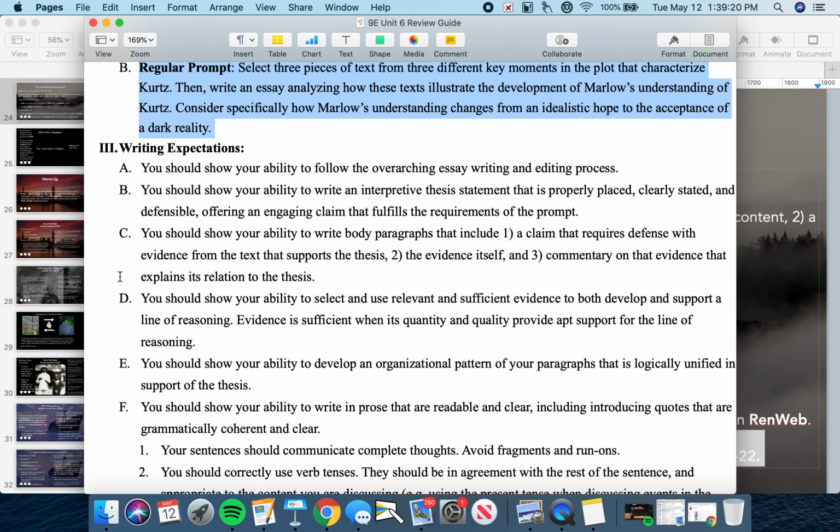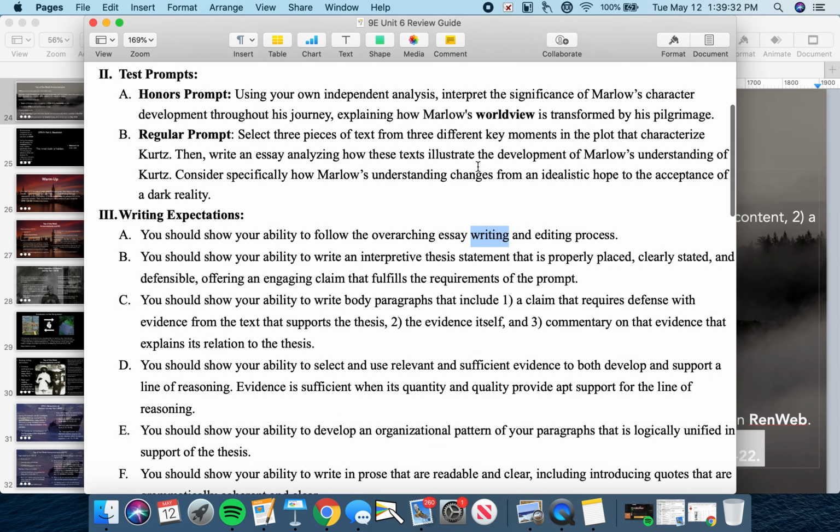What do good writers do? Well, number one, they follow writing processes. They generate ideas about the prompt. After generating ideas, they construct a central claim that answers that prompt fully, completely. Then they collect evidence to support that claim. Then they organize that evidence into a coherent line of reasoning, a series of body paragraphs that develop smaller assertions in topic sentences that support the thesis.